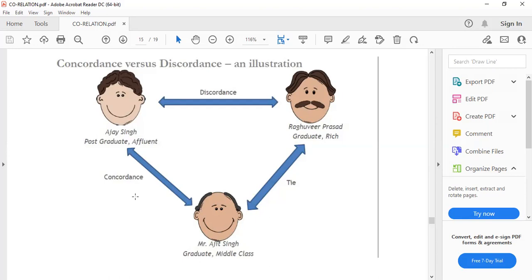And look at this concordance part. Here your XI is greater than XJ. If you consider this as your first observation for the education level, postgraduate XI, you can also consider graduate as your XI. Either way you can choose. I told you in the last session that it is up to you how you want to define your observations, and then you have to find concordance and discordance.